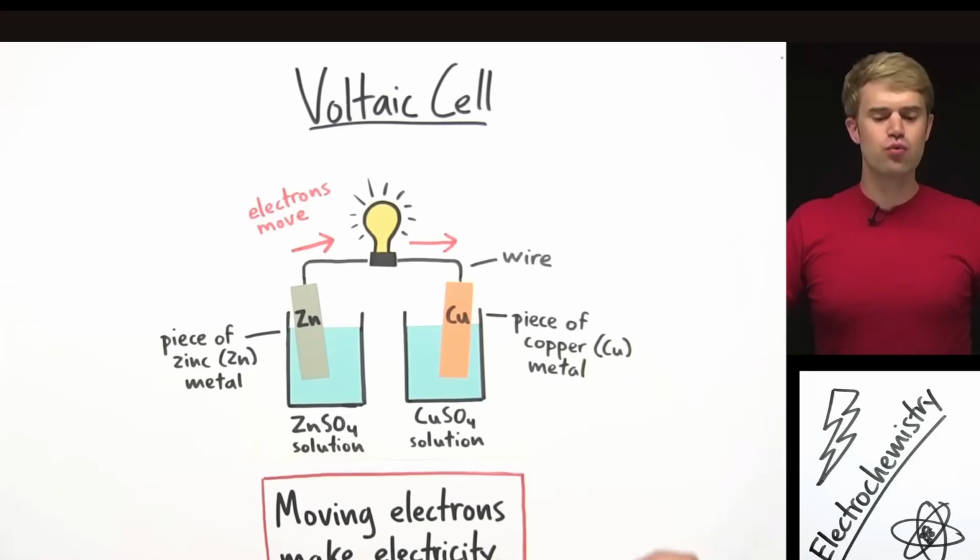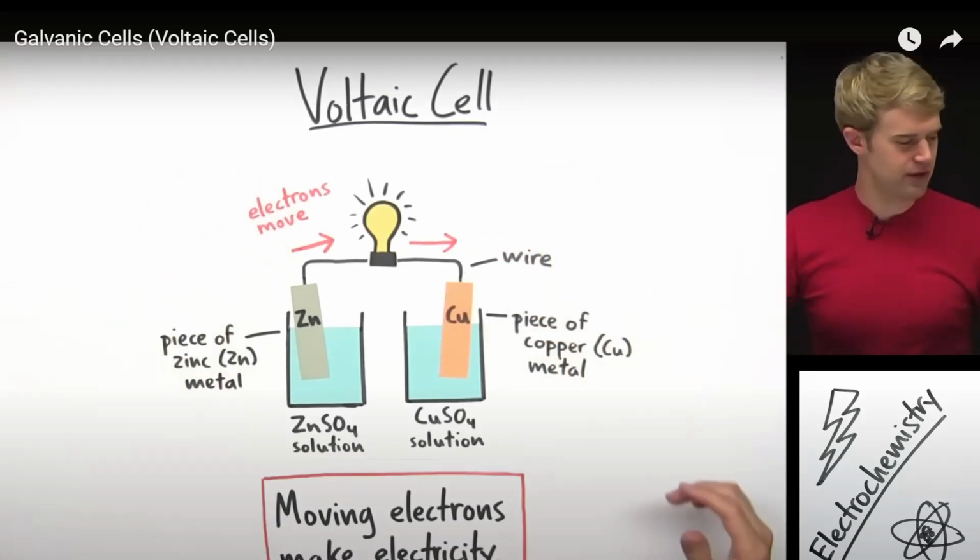Now, to be really specific. What I want you to notice is that the electrons are moving. They start here in the zinc. The zinc gives up 2 electrons. What does it become? Zinc 2 plus, and you'll end up with a greater concentration. The concentration of Zn2+ will become greater over time. And the electrons move over here. And what happens to the copper 2+ in solution? It grabs those 2 electrons.